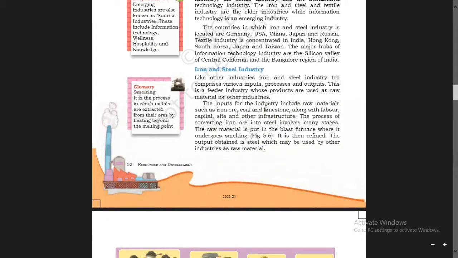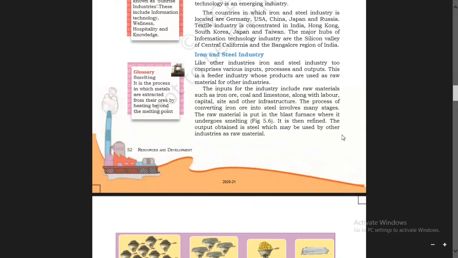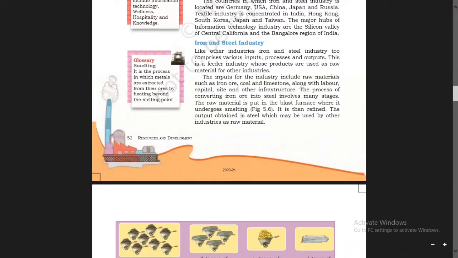The inputs for the industry include raw materials such as iron ore, coal, and limestone, along with labor, capital, site, and other infrastructure. Infrastructure means basic physical or organizational structure. The process of converting iron ore into steel involves many stages.